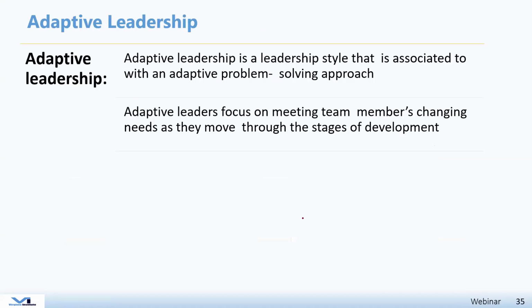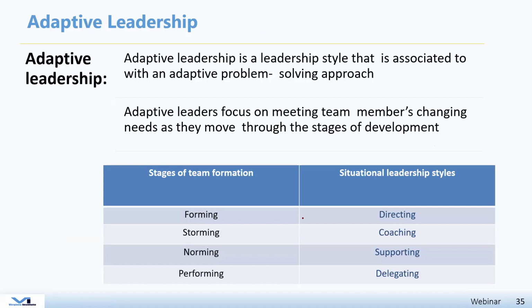So this is where you need to have adaptive leadership. Adaptive leadership basically is all about situational leadership. It means that if you are in the forming stage, then you need to use directing style. But if you are in performing stage, then delegating style, as I showed you earlier. So the idea here, you cannot allow yourself to depend only on one leadership style.